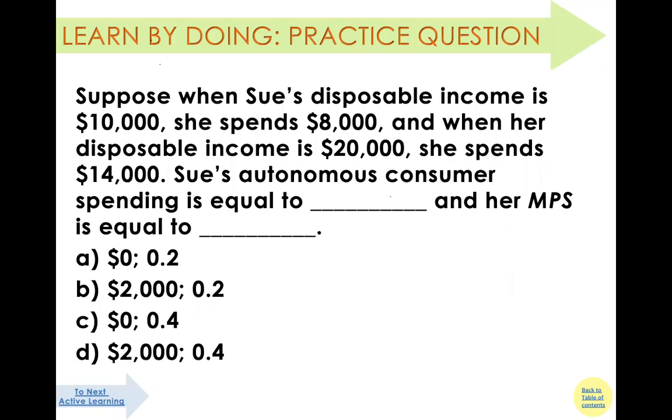Okay, look at this one. Suppose Sue's disposable income is 10,000. She spent 8,000. And when her disposable income is 20,000, she spent 14,000. The question asks you, what is her autonomous consumer spending? And what is her MPC? I'll give you 1 minute to think about it, and then we can work on this together.